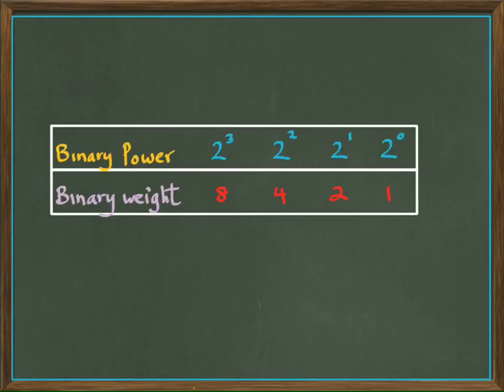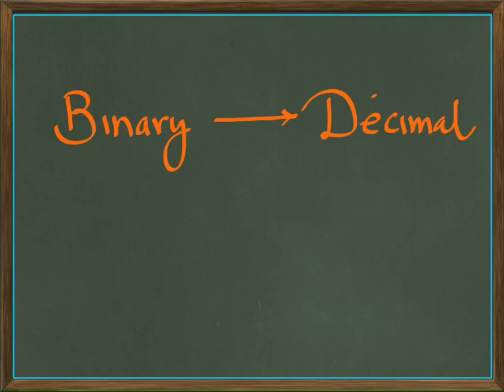That means if I make a table, binary power, binary weight. So basically, in simple words, what it means is that just remember this combination in the order given. Starting from the largest, 2 cube, 2 square, 2 power 1, 2 power 0. Remember the magical digits 8, 4, 2, 1. These 4 digits will help us to convert from a binary number into a decimal number.